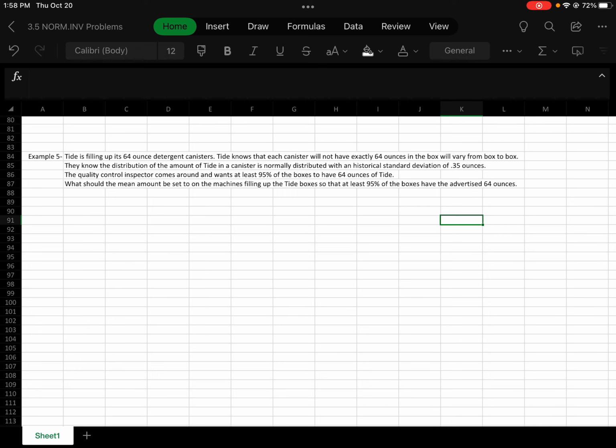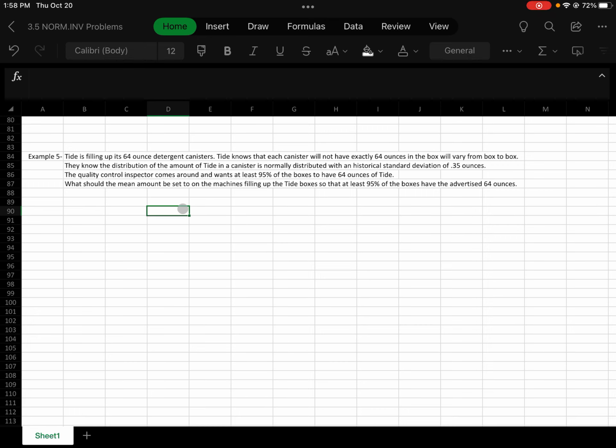...in a canister is normally distributed with a historical standard deviation of 0.35. Okay, the quality control inspector comes around. He wants 95% of the boxes to have 64 ounces of Tide or more. As long as it has the 64, we're happy. So what should the mean be set to on the filling machines so that at least 95% of the boxes have that 64 ounces in it?